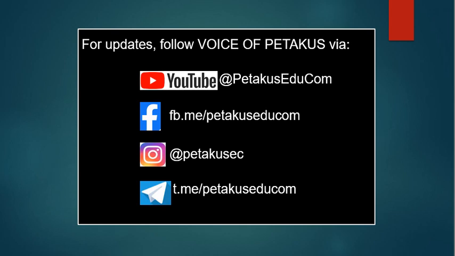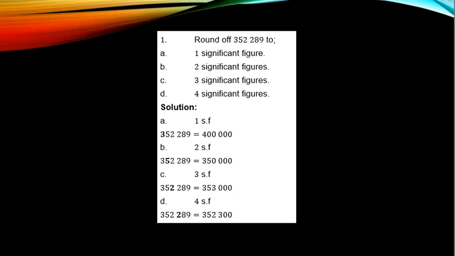All right. Example 1. Round off 352,289 to 1 SF, 2 SF, 3 SF, 4 SF. All right, so let's take one.